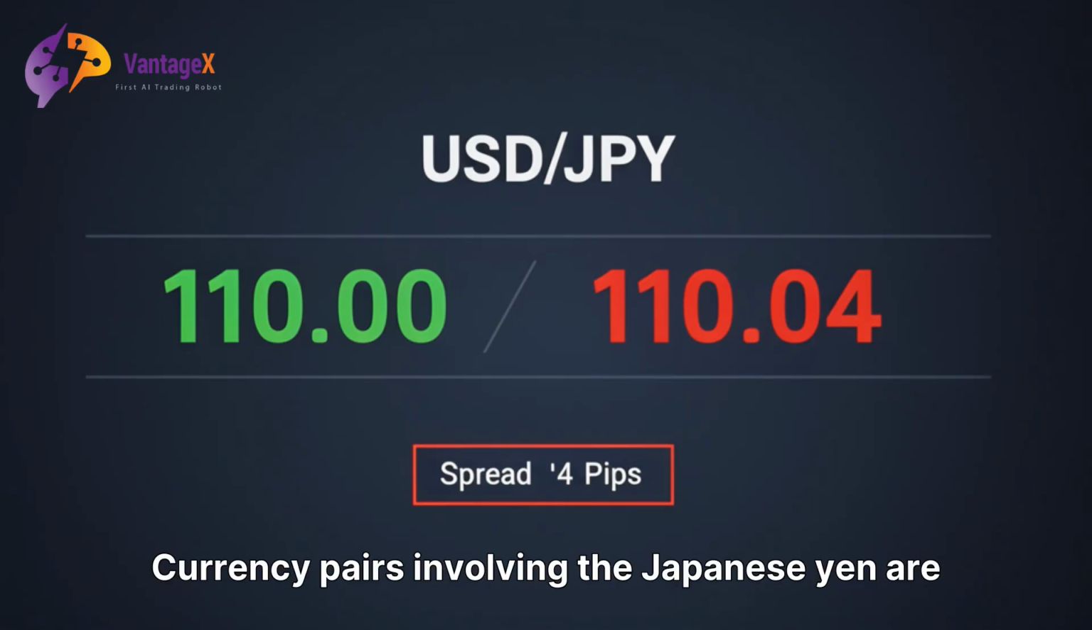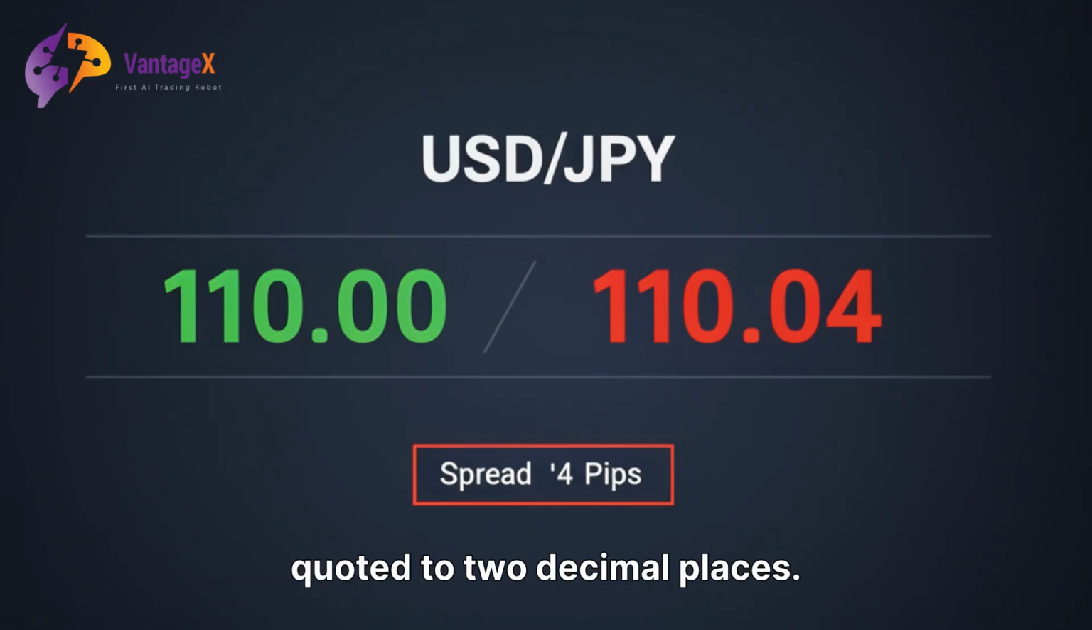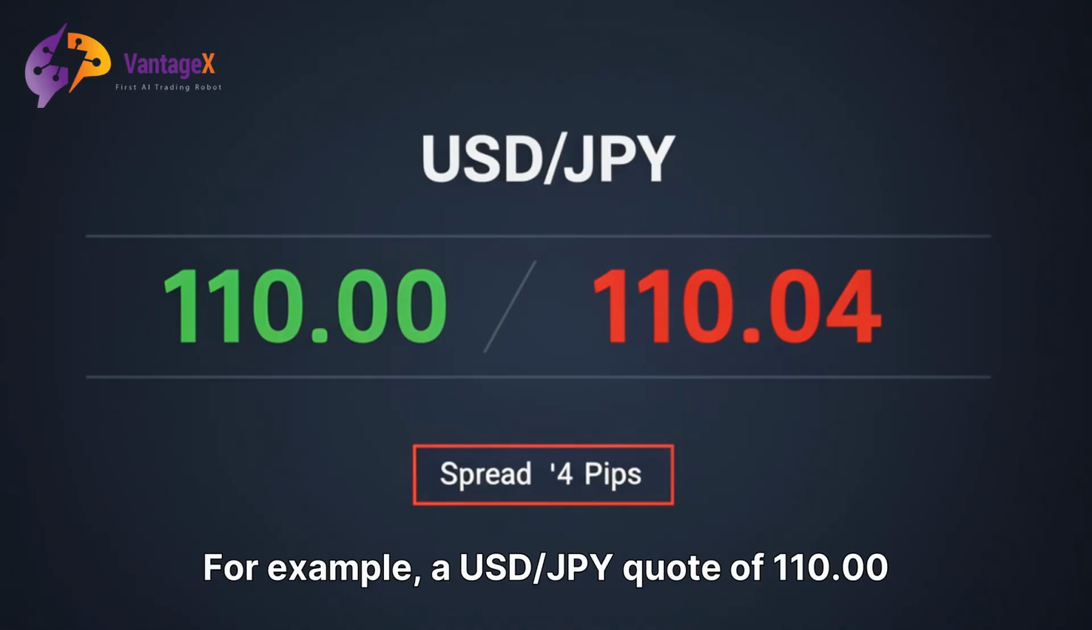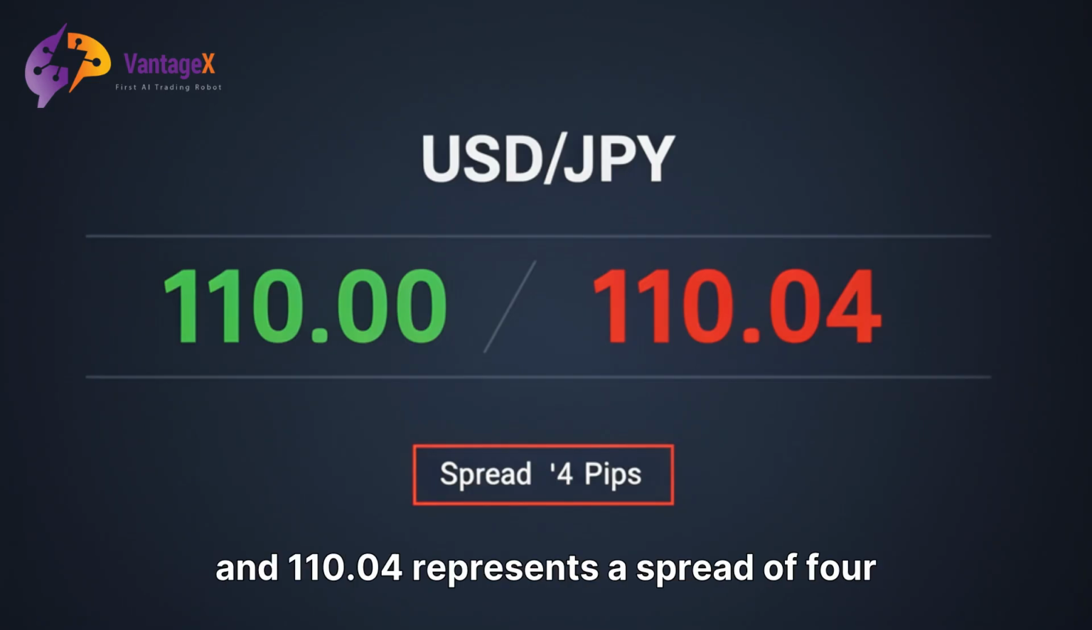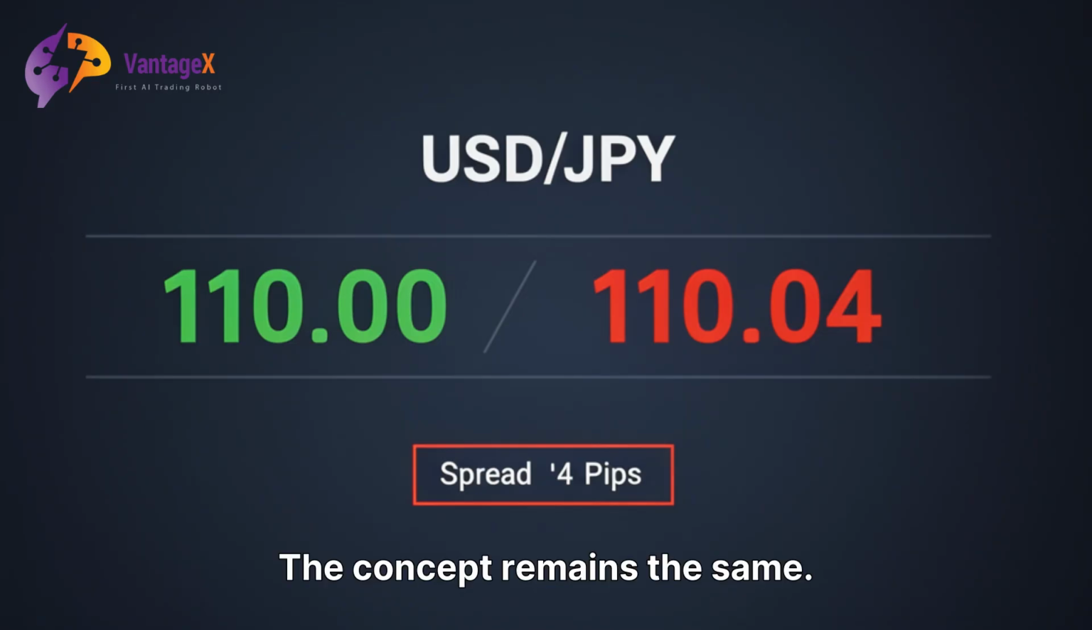Currency pairs involving the Japanese yen are quoted to 2 decimal places. For example, a US dollar to Japanese yen quote of 110.00 and 110.04 represents a spread of 4 pips. The concept remains the same.